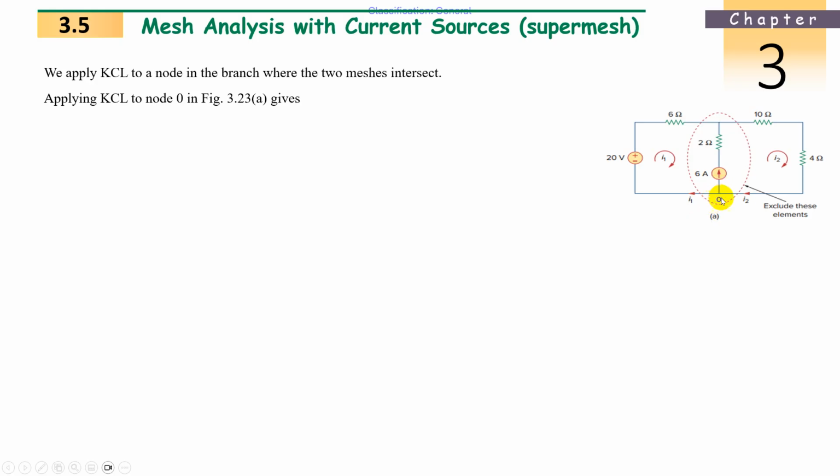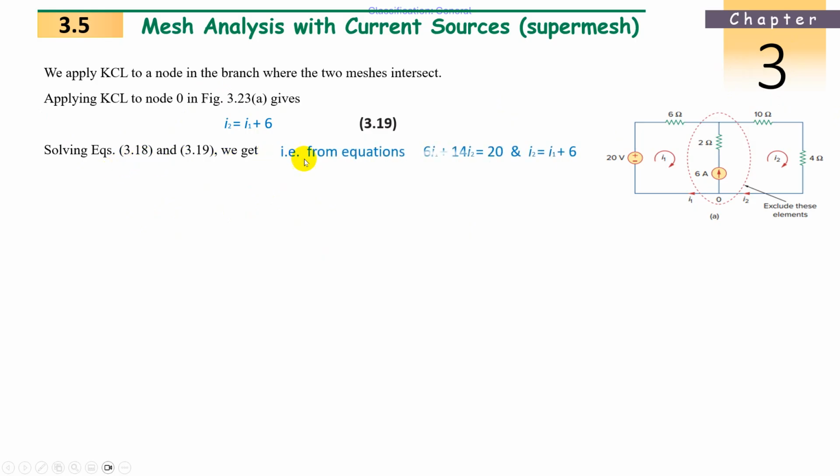What will be there? Currents entering the node. How many currents are entering the node? Only I2. Currents leaving the node: how many? 6 amperes and I1. Right? So I can write I2 is equal to 6 plus I1. This is called node analysis. So I2 is equal to I1 plus 6. Now we got this second equation. We got the first equation. With these two equations, we can solve the problem.